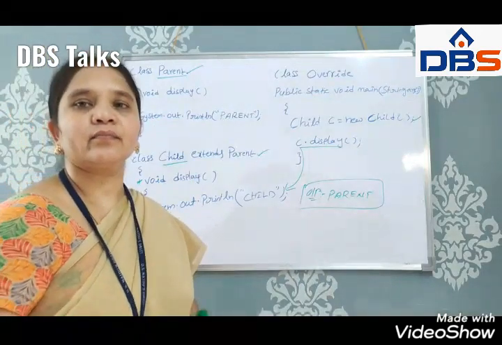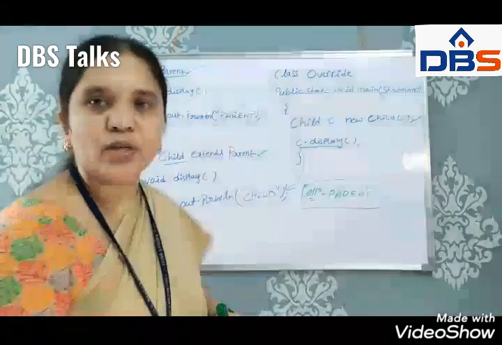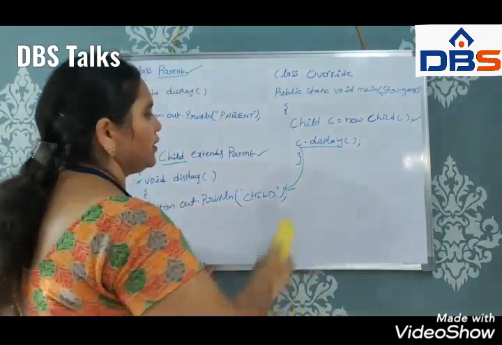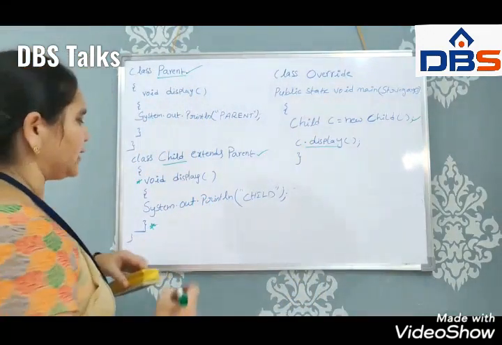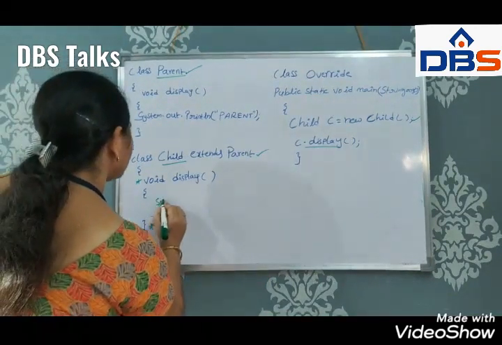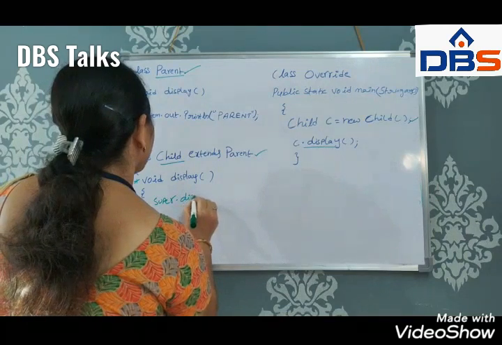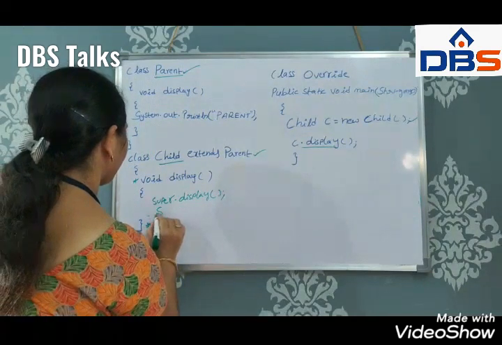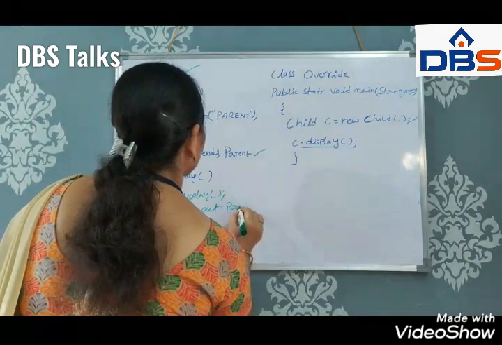Suppose I want to get both. I want to print both statements. I want to get the output like parent and child. How to get it? Here we are using the super keyword. Where do we need to use this? In the child class. Here we need to use super dot display. Super dot display, then system dot out dot println.